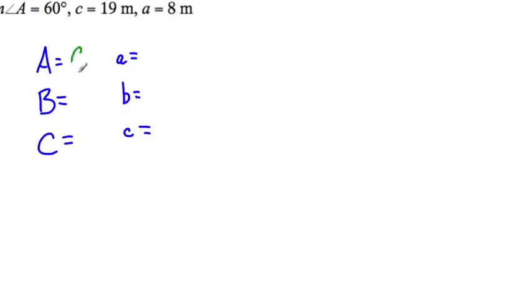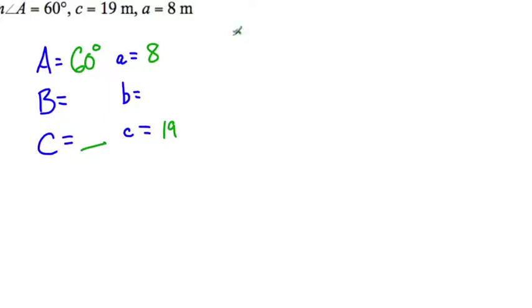So if I make a little table of values here, I'll say, all right, angle A is 60 degrees, side A is 8, and side C is 19. I can solve this using the law of sines, and I'm first going to go for angle C. I'm not going to go for angle B or side B because I don't have either of those values, so I can't find the other.